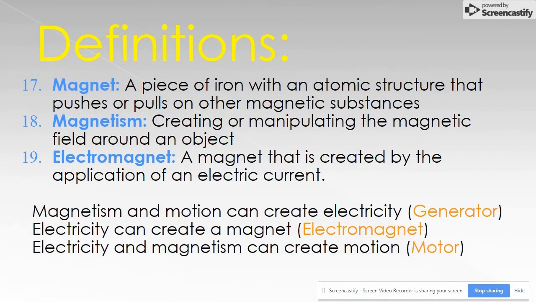This relationship between electricity and magnetism is what makes countless pieces of technology possible. Generators use motion and magnetism to create electricity. Electromagnets use electricity to create a magnet, and motors use electricity and magnetism to create motion.